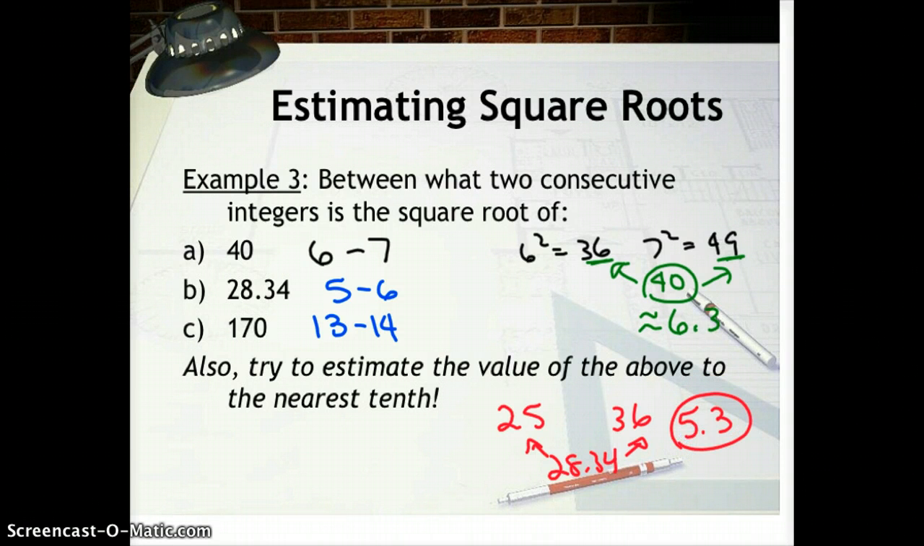And then the last one, since 13 squared is 169 and 14 squared is 196, this one is way, way closer. 170 is way, way closer to 169. In fact, it's so close, I might think this is probably even closer to 13.0 than it is to 13.1. So hopefully that gives you an idea of how to do some estimation.